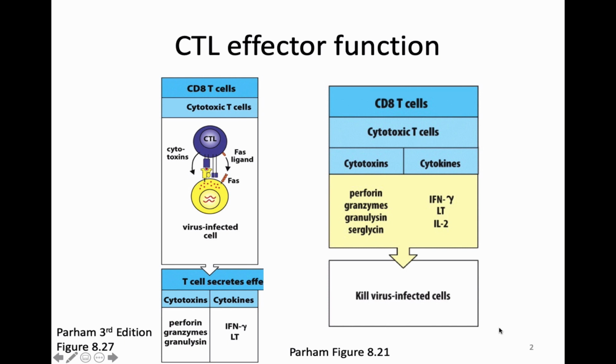Those include perforin and granzymes, and the effects of those were discussed last time. In addition, CTLs often produce interferon gamma as part of their activity, and frequently when we're measuring CTL activity, we might measure interferon gamma production by those CTLs.